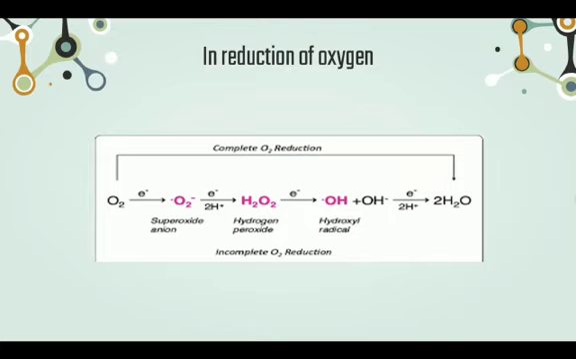Now in the reduction of oxygen, in the reduction steps, oxygen is converted into superoxide anion, which is converted into hydrogen peroxide, which is converted into hydroxyl radical, and then it is converted into the water molecule. These are the steps in the reduction of oxygen and generation of the free radicals.